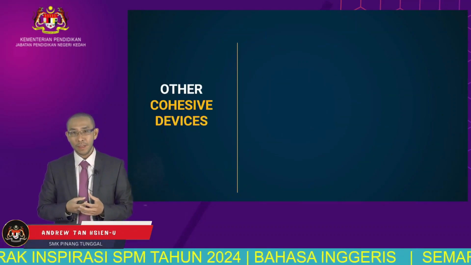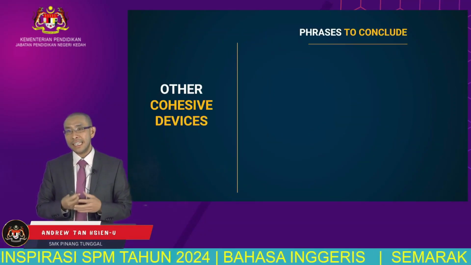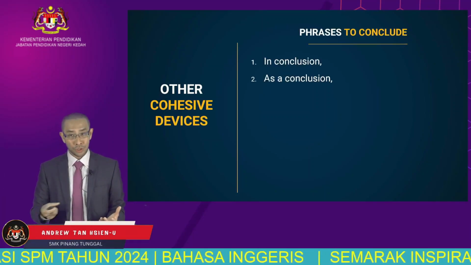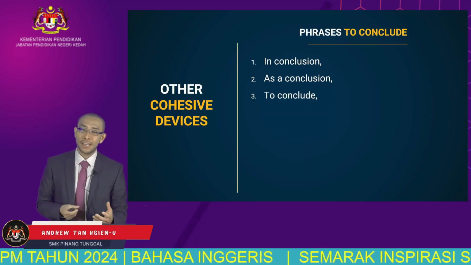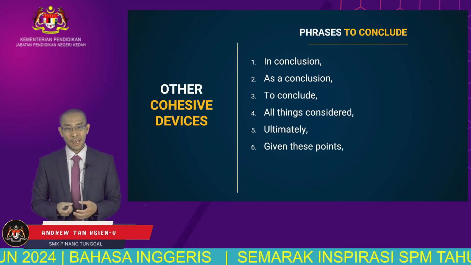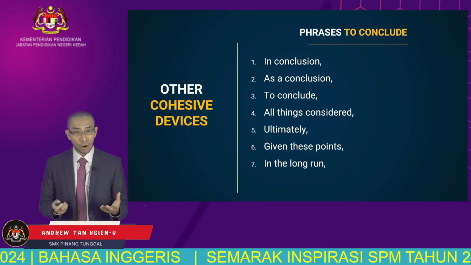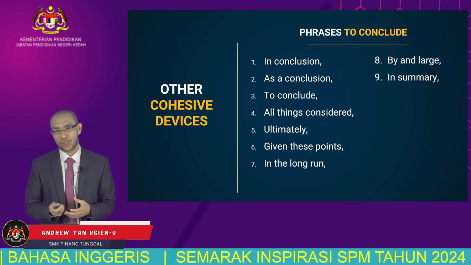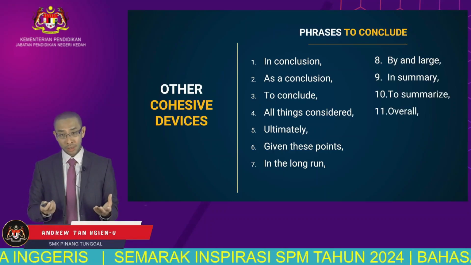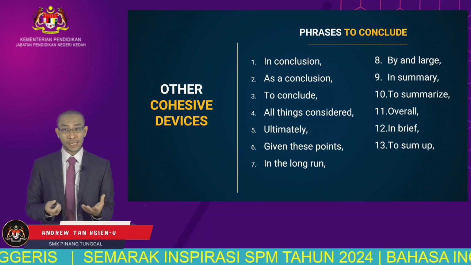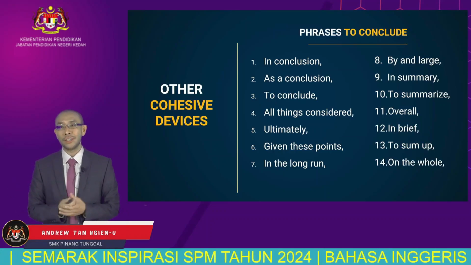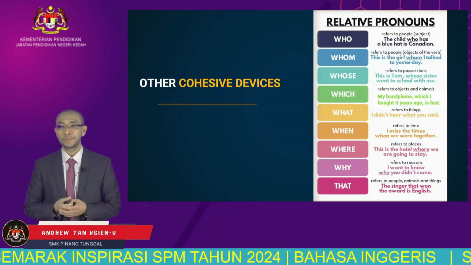Next, other types of cohesive devices. These are phrases that you use to write your conclusion. So what are they? In conclusion, as a conclusion, to conclude, all things considered, ultimately, given these points, in the long run, by and large, in summary, to summarize, overall, in brief, to sum up, on the whole. All right? Feel free to take a screenshot. I'm going to move on now.